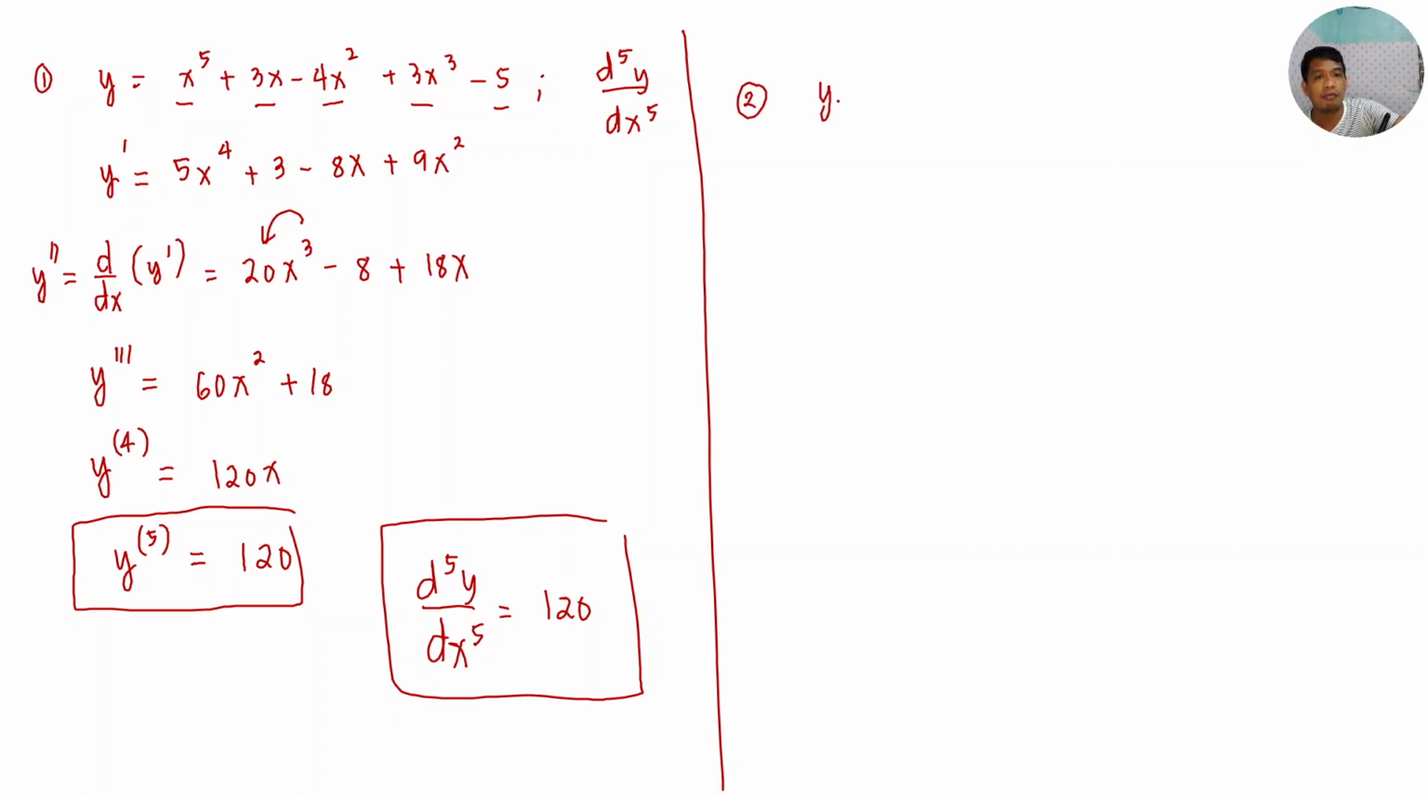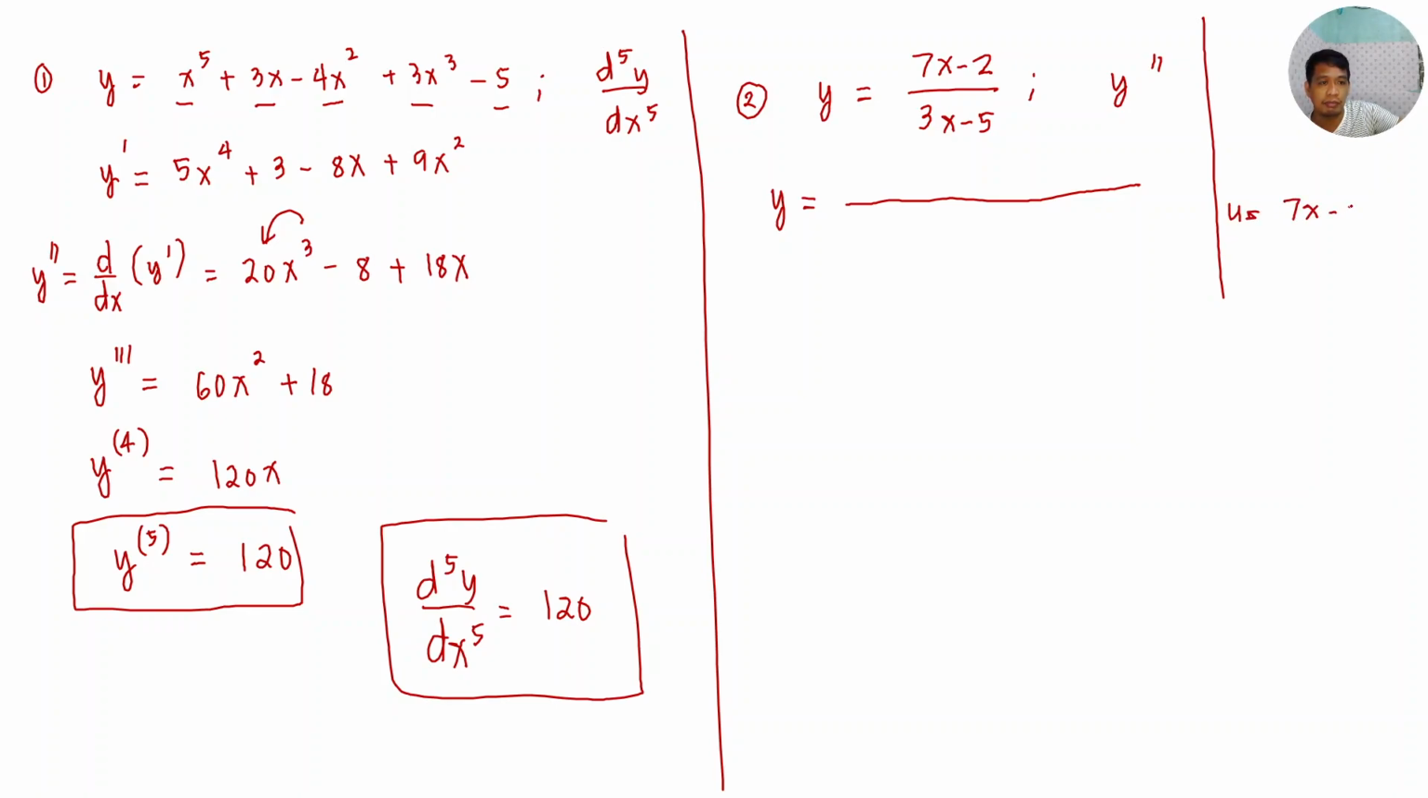So another, what if I have y is equal to 7x minus 2 over 3x minus 5, and we are required to find the second derivative. So meaning, kukunin lang natin ang derivative ng function and take another derivative. So kukunin natin ang pangalawang derivative. So this is a quotient, so that's why we will use quotient rule. So for y is equal to 7x minus 2 over 3x minus 5, u is equal to 7x minus 2, and du is 7, v is equal to 3x minus 5, then dv is 3. So again, ang formula natin ay v du minus u dv over v squared.